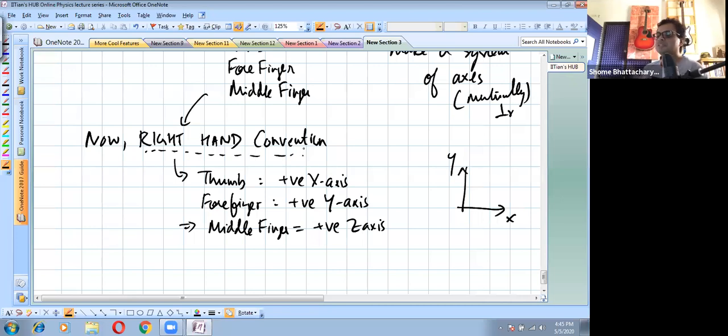Now if somebody were to use their left hand, it would be the opposite convention. Their z-axis would be pointing inwards. Okay? Because they would point their thumb along x-axis, finger along y-axis. So middle finger would go into the plane. So that is the difference between a left-handed system and a right-handed system.